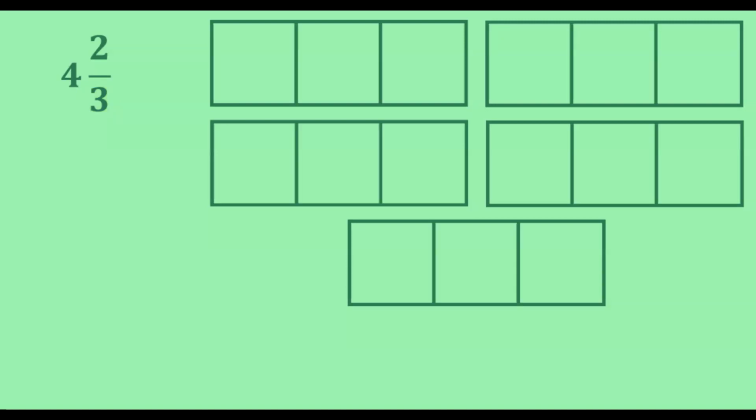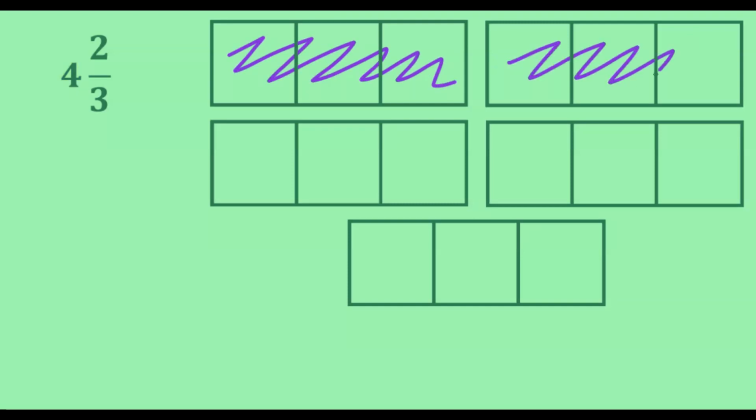And in the proper fraction of the mixed number, we can see that the denominator is 3. So we're going to divide each of those rectangles into 3 equal parts. So let's do that. Now note that the whole number part of the mixed number is 4. So that means that we need to shade 4 entire rectangles. So let us shade this first rectangle. Then we shade the second rectangle, the third one, and then the fourth one.